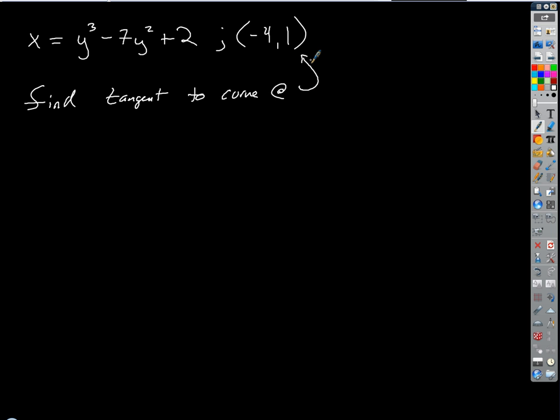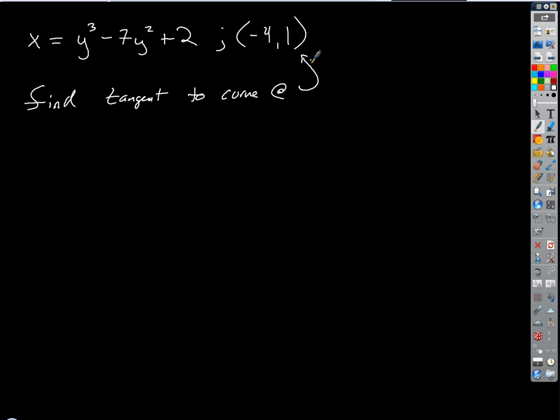Find the tangent to the curve. Okay, so that involves, to find the tangent line, we need to find dy dx, right? Everybody agree? Oh, I know. Well, you just find the inverse, and then you can find the tangent at that point, because the tangent's gonna be the same on the other side.